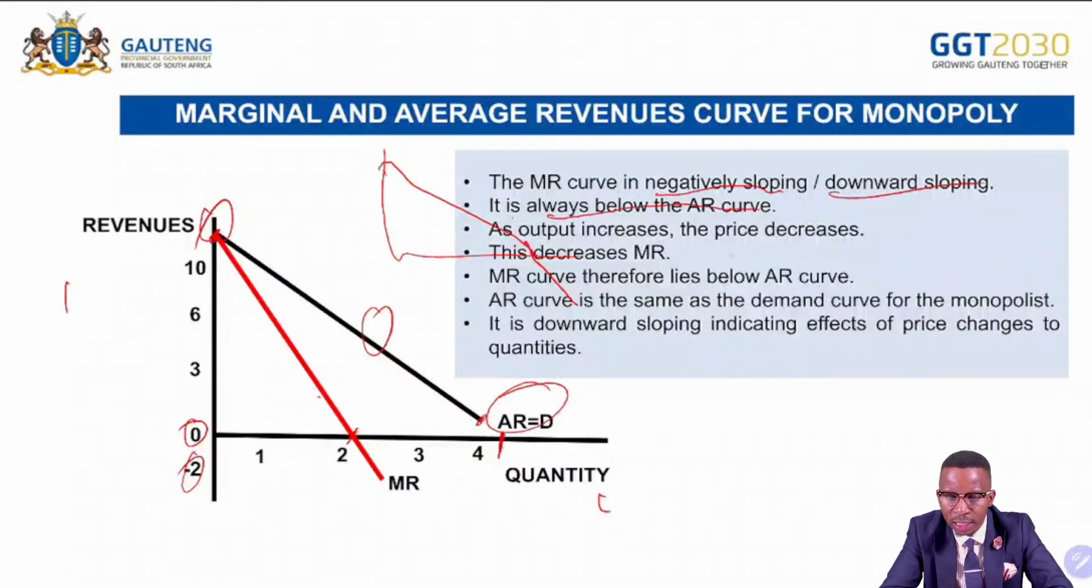As output increases, the price will decrease. So for the firm to increase the output size, it must lower its prices. For the firm to sell an extra additional unit, the price must be lowered under the monopoly. So this decreases the marginal revenue or MR. The MR curve therefore lies below the AR curve, as we see. AR curve.